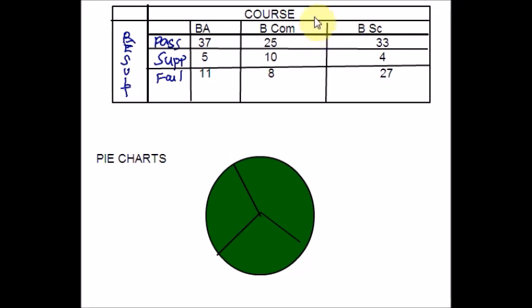Hope you are clear with all the types of pictorial representation. We will be discussing more about the other types in our following videos.